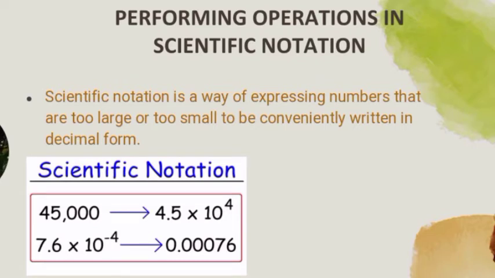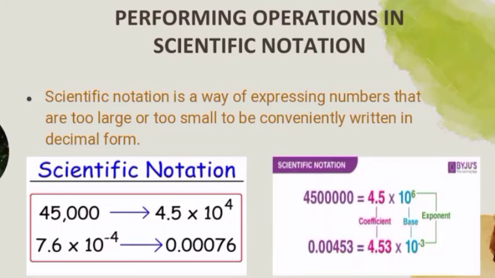So this is an example of scientific notation. Here, 45,000 converted into scientific notation becomes 4.5 times 10 to the power of 4, wherein the decimal was moved by 4. And then the other one is 7.6 times 10 to the power of 4. We'll translate them into standard form. So it will become 0.00076.